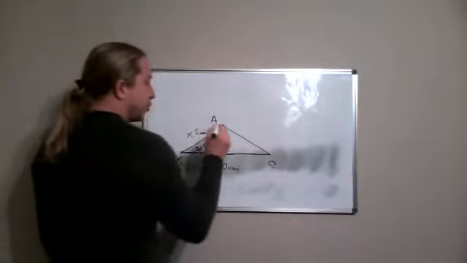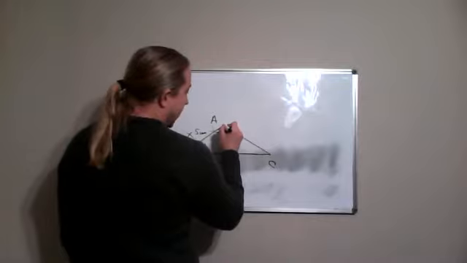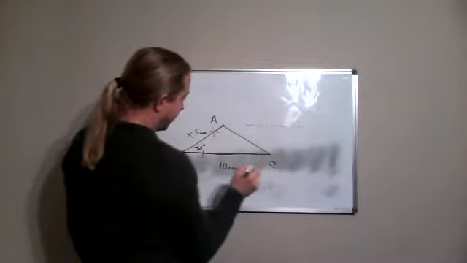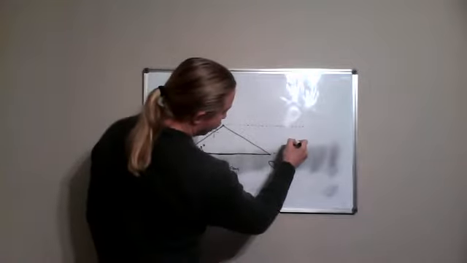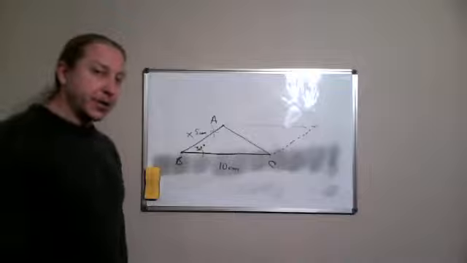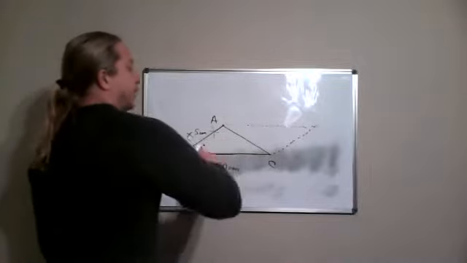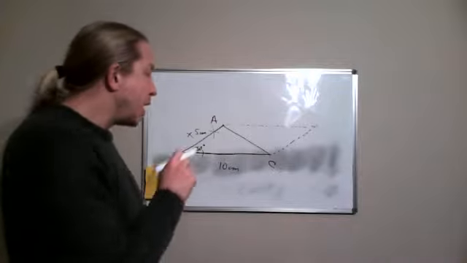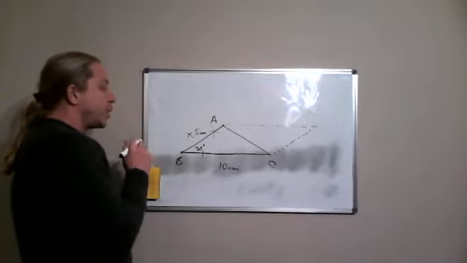Now what I'm going to do is imagine a dotted line and what this thing should look like. So it should look something like that. Do you agree? It's a parallelogram, two sides are parallel, so it should look something like that. So what do we notice?